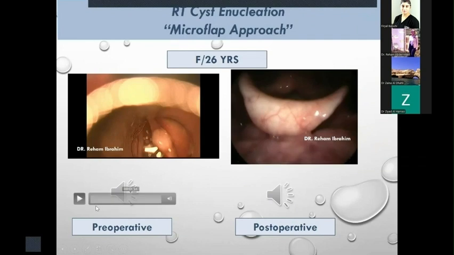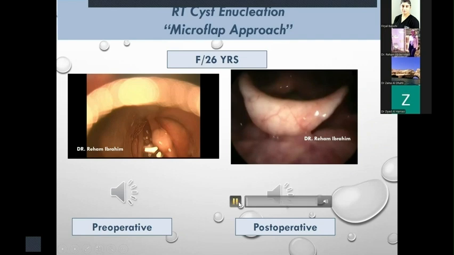Oh, and this is her voice. 1 2 3 4 5 6 7 8 9 10. This is before the laryngoscopy, the phonosurgical procedure, and this is her voice following the surgery. 1 2 3 4 5 6 7 8 9 10.